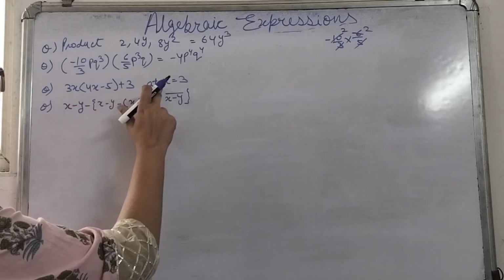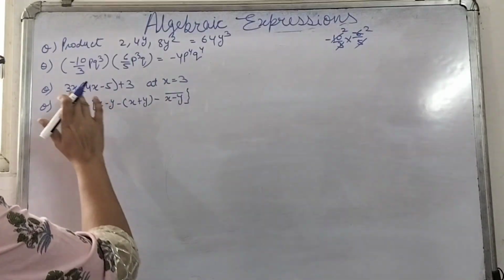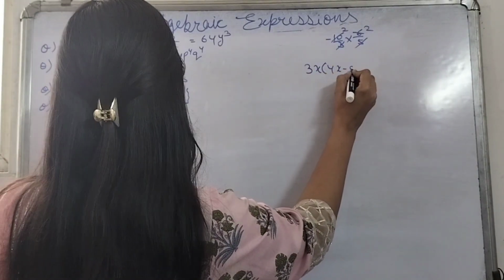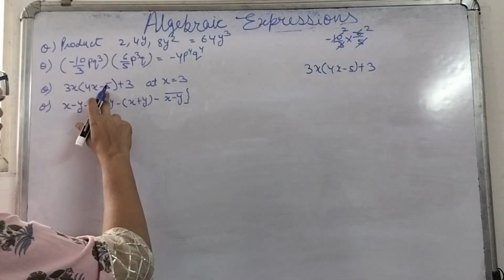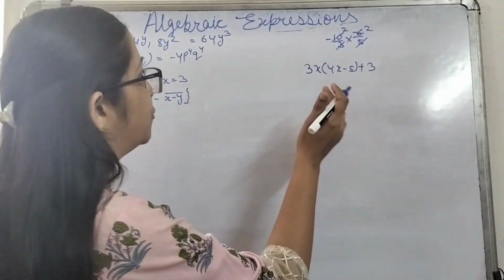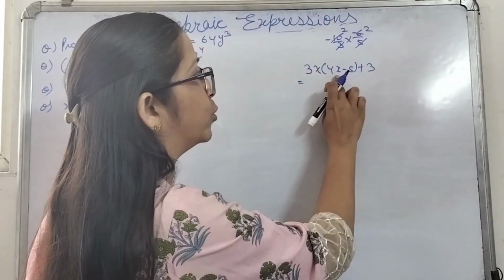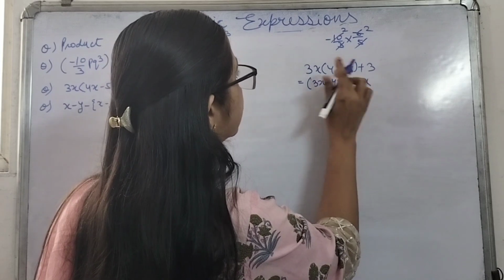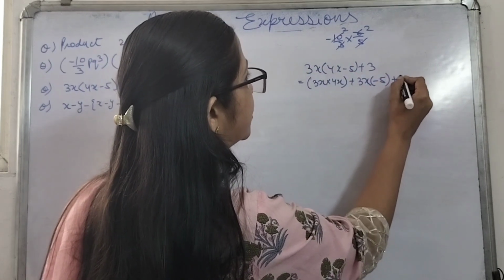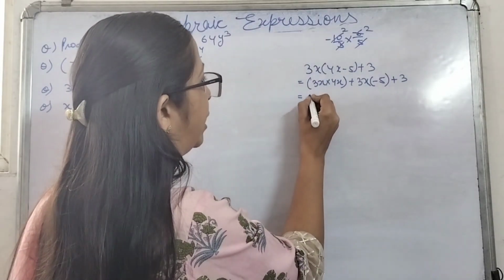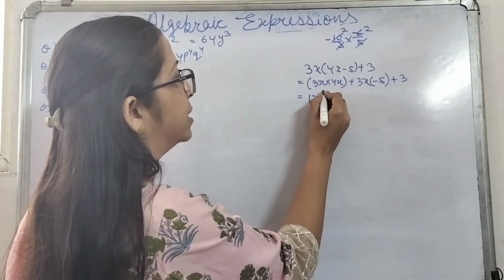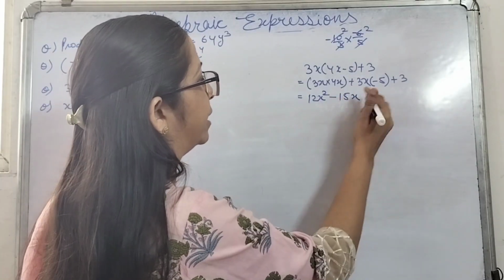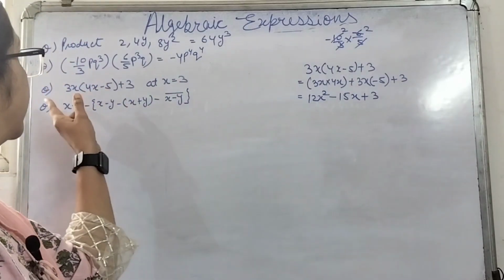Now, if we have to solve this at x equal to 3, first of all we will be solving this part. This is 3x(4x minus 5) plus 3. Then wheresoever x comes, we will be keeping x equal to 3. So first of all, let's solve it. 3x will be multiplied by both the two terms, that is 3x multiplied by 4x plus 3x multiplied by minus 5, plus 3. So 3 4s are 12. x multiplied by x will be x square. 3 multiplied by minus 5 will be minus 15x. And it is plus 3. This is the solution for this part.